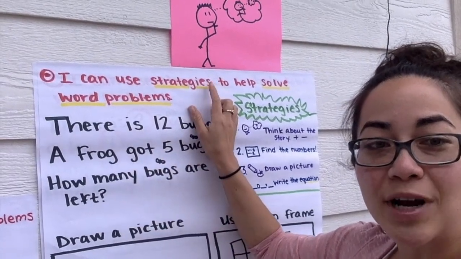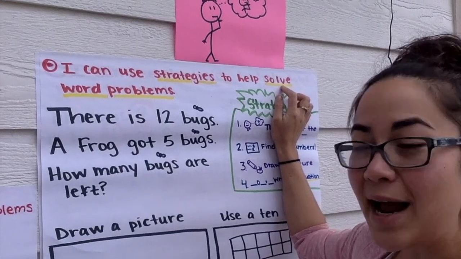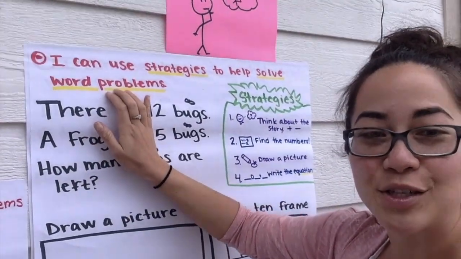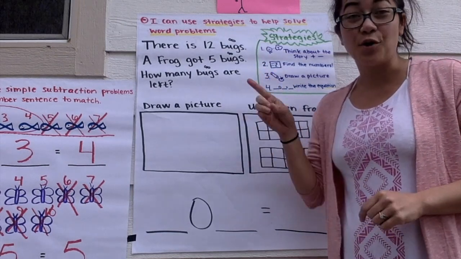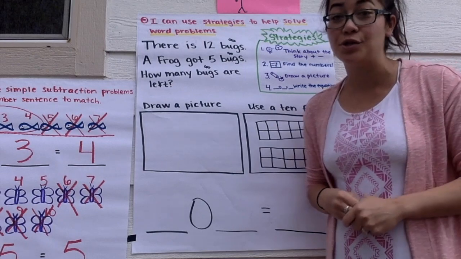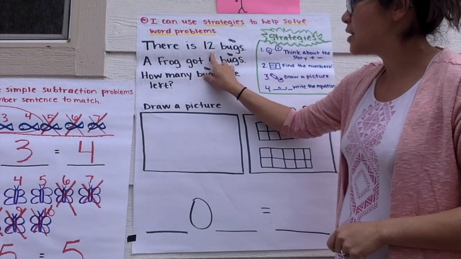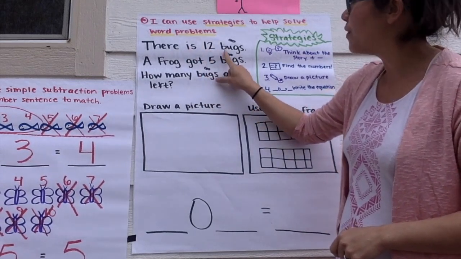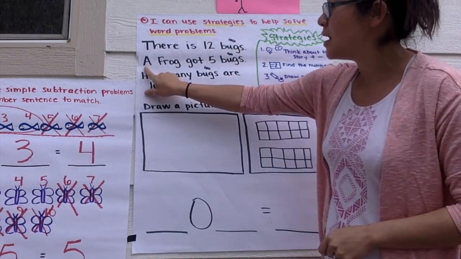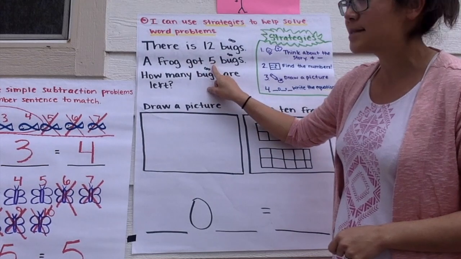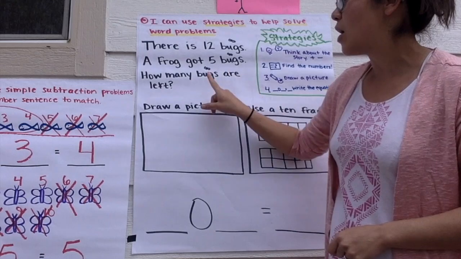So remember, our strategies are the tools that we're going to use to help us solve or figure out our word problems, our math stories. Let's start by reading our math story problem. Remember, these are words that you can read, so I want you to try too. Are you ready to help me? There is, I see a number, 12 bugs. There is 12 bugs. A frog got 5 bugs. How many bugs are left?